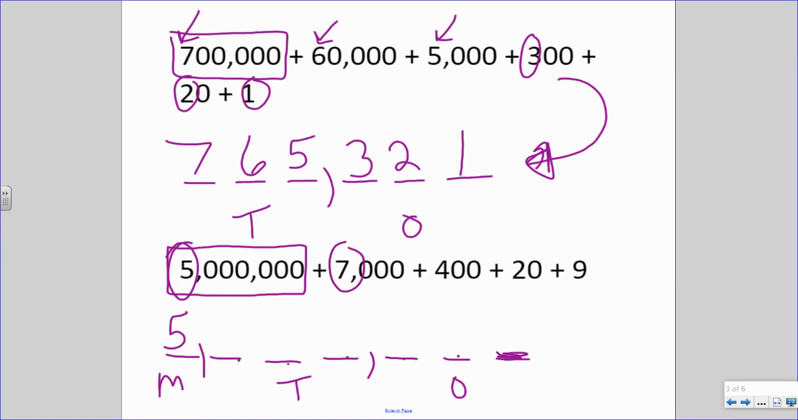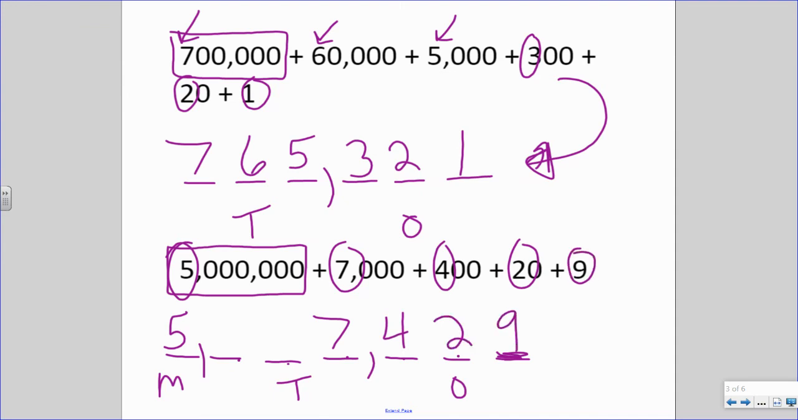This 7 is worth 7,000. It's in the thousands place, not the 100,000s place, which is the next open spot. It's in the 1,000s place, so it's going to go here. This 4 is worth 400, so it's a 4 in the hundreds place. This 2 is in the tens place, and this 9 is in the ones place.